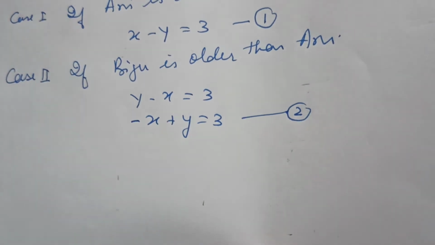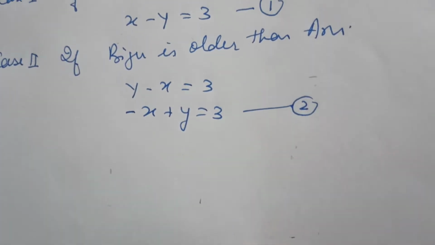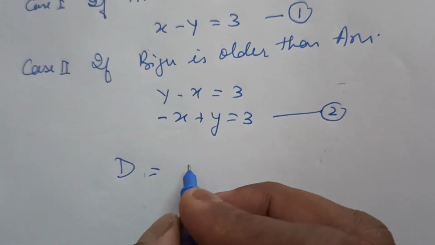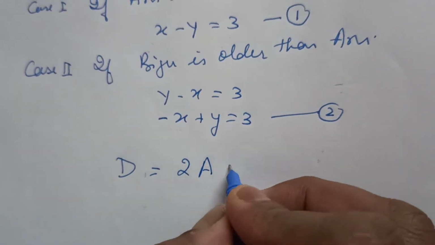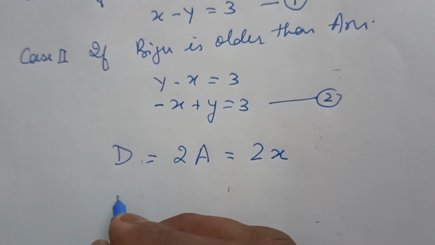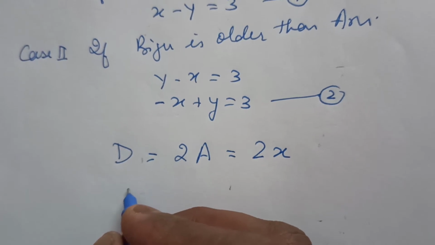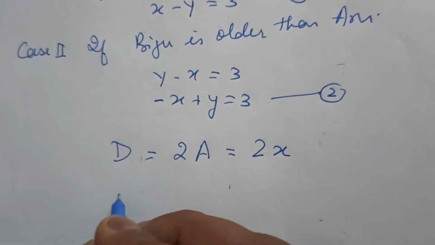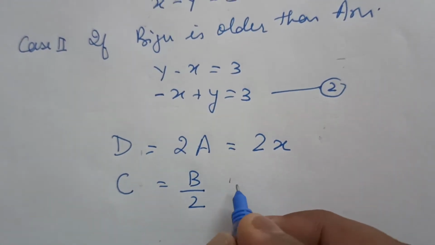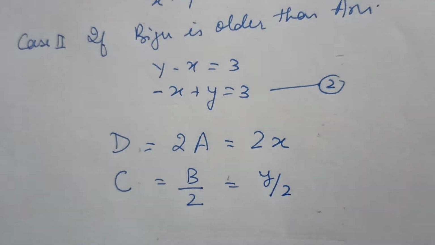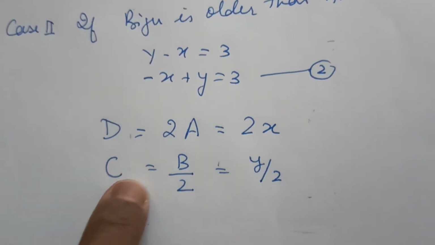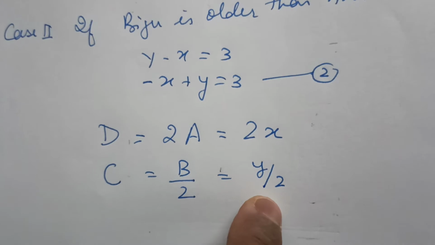Now what does the question say? The question says that Ani's father Dharam, I write D for it, is twice as old as Ani, A. That means 2 times X. And it is also given that Biju is twice as old as his sister Kathy. So for Kathy I write C. So C is Biju's age divided by 2, which is Y by 2. Do you follow? Dharam D is equal to twice of A, which is 2X. Kathy C is B by 2, which is Y by 2.